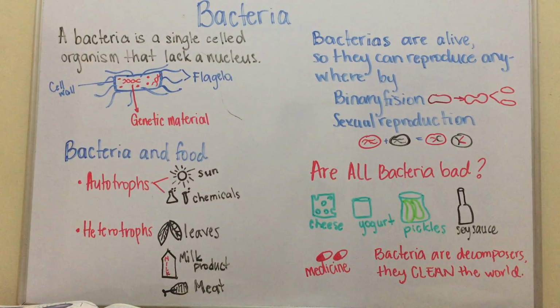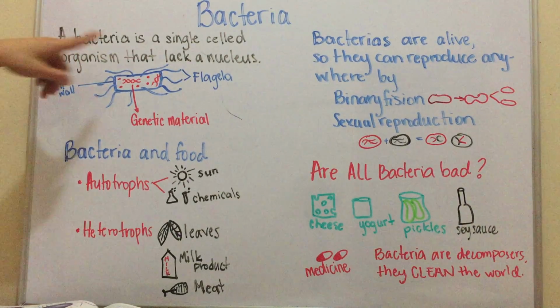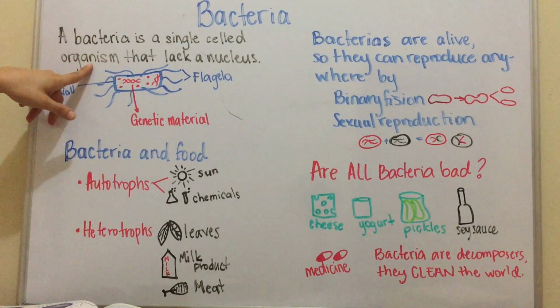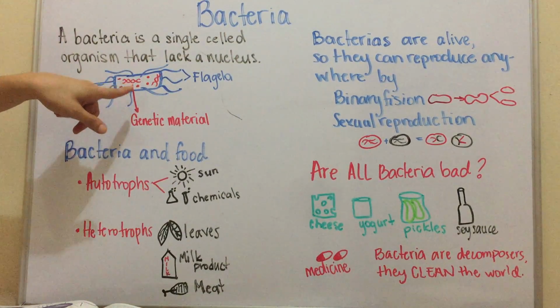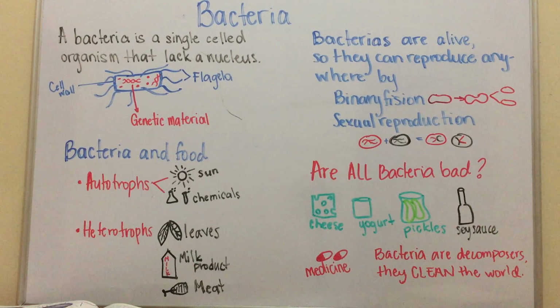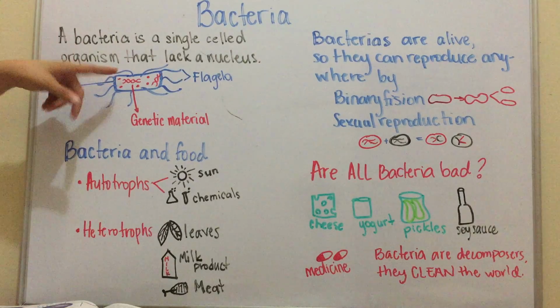So if you have a bacterial infection and you sneeze, and your sneeze fell on your notebook, bacteria are going to multiply and your whole notebook is going to be later filled with bacteria because they are alive and they can multiply by themselves. A bacteria is a single-celled organism that lacks a nucleus, but it has the DNA inside of it. It's not arranged like the animal cell, but it does have the genetic material on the inside.